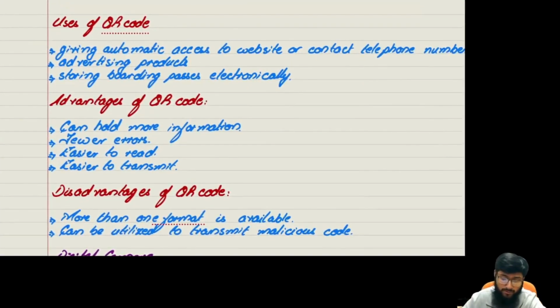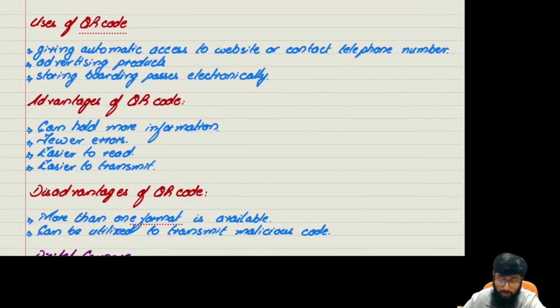So uses of the barcode, uses of the QR code. Now what are the uses of the QR code? Automatic access to a website or a contact telephone number, as I just discussed. Advertising products. You might have seen in many restaurants there is no menu. They are just placing the QR code on the table. You can just scan that QR code and the menu will be displayed to you. So that's a sort of advertising.